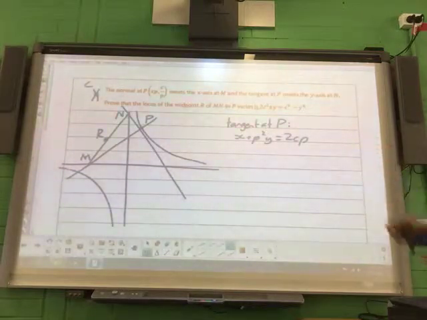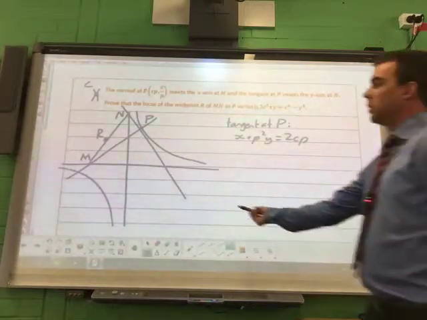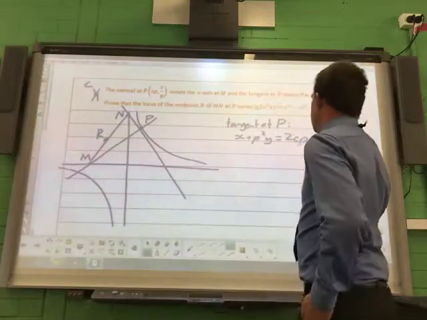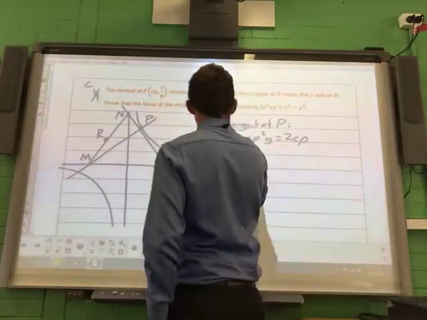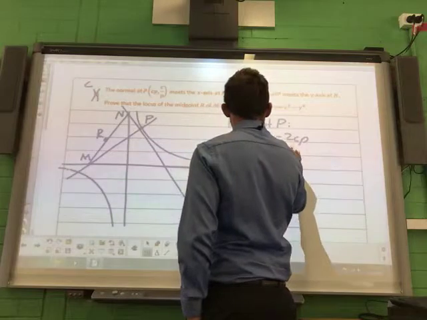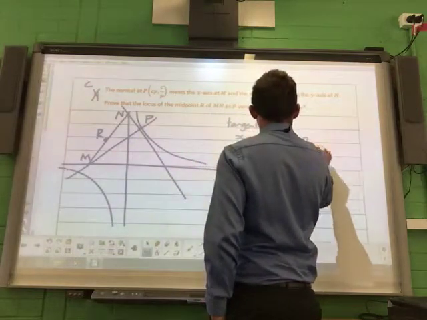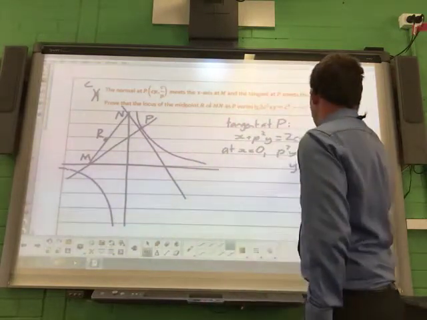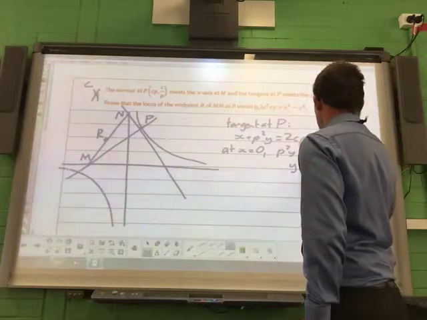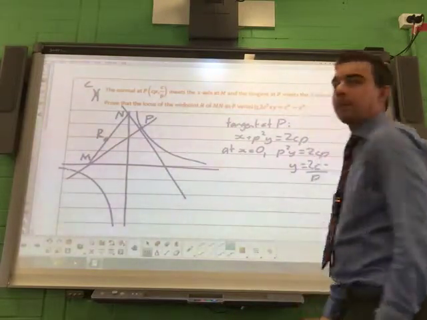Right, so we know that the tangent crosses the y-axis, so x equals 0. P squared y is going to be 2cp. Y is going to be 2c on p.